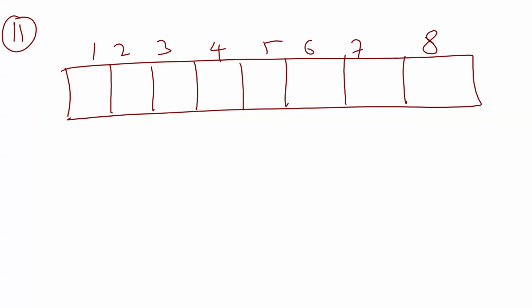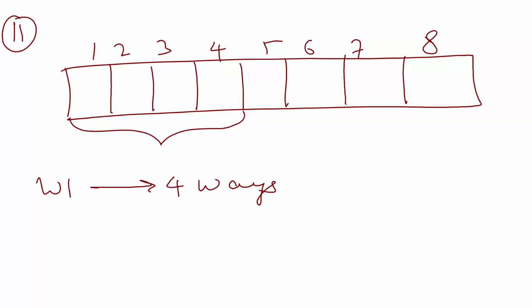First, the women choose the chairs from 1 to 4. So from 1 to 4, 2 women can sit anywhere. Woman number 1 can be seated in 4 ways because there are 4 seats. And woman number 2, 3 ways, because if woman number 1 is occupying seat number 2, there are 3 places left for the second woman.